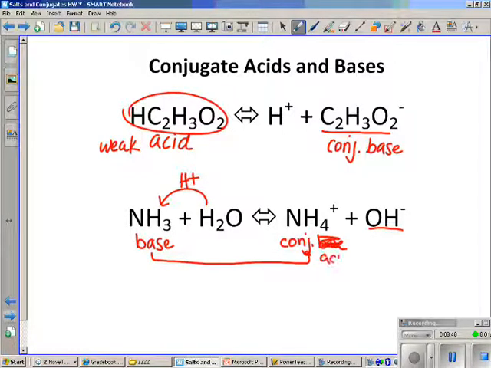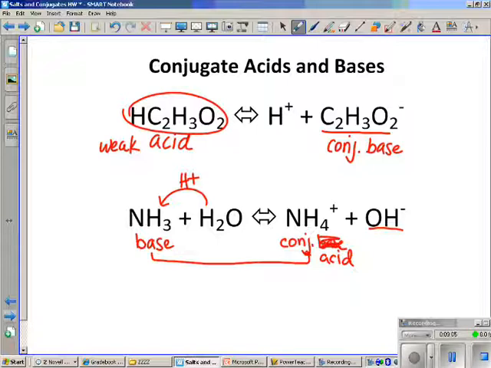Oh my goodness gracious. Thank you. I'm sure most of you already noticed I did that. So that is its conjugate acid. Again, a base can't have a conjugate base, so that was just pure stupidity on my part. So a base makes a conjugate acid.